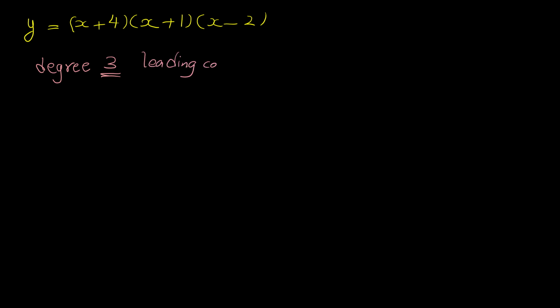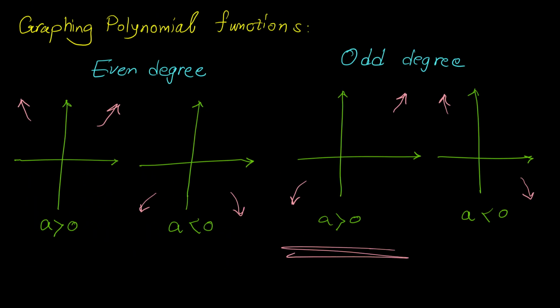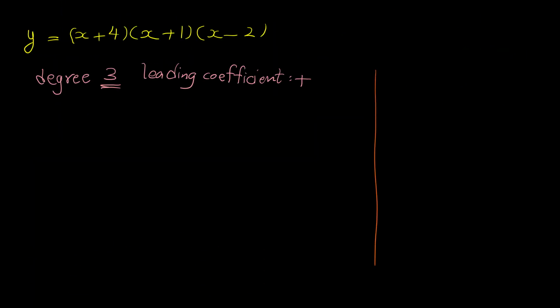Now that we know these things, the leading coefficient is positive. We know that it is this case. Left end is going down, right end is going up, because the leading coefficient is positive. So let's go back to our question. Immediately we know that the right end is going up, the left end is going down.